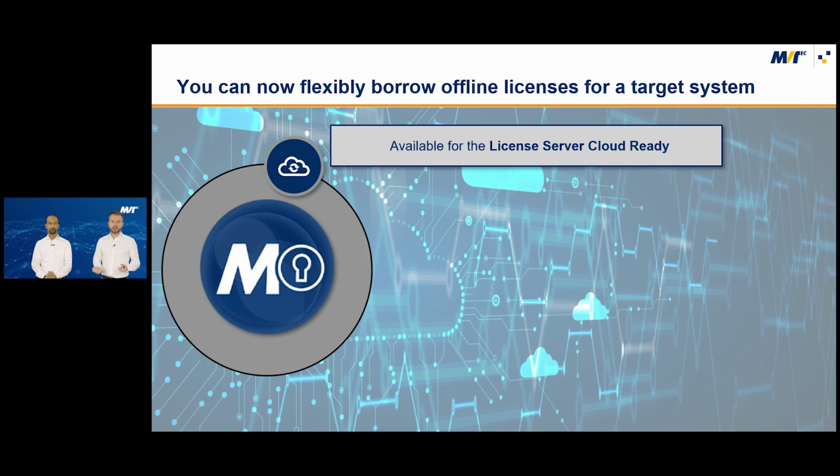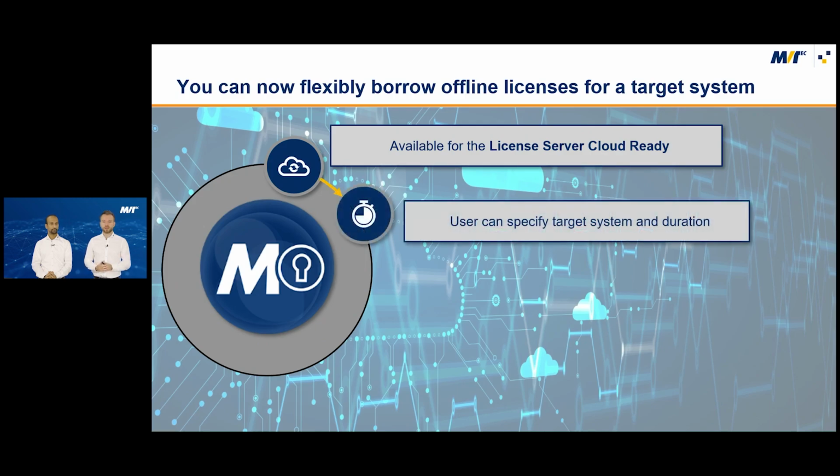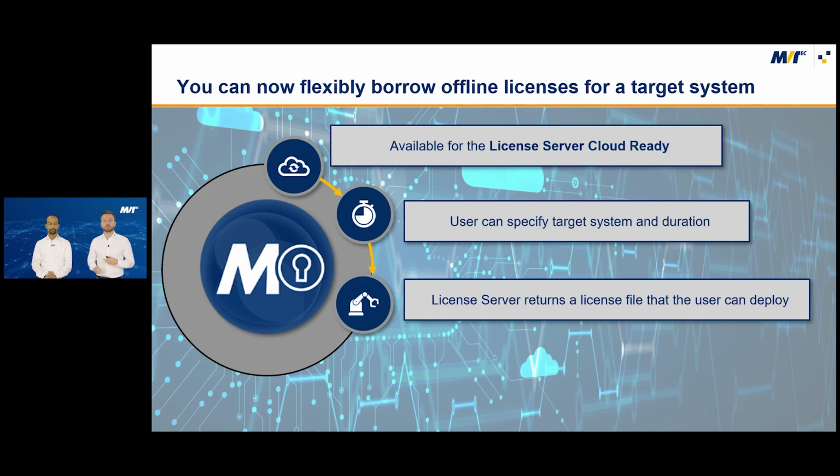With the license server cloud ready, you can now create offline licenses for a specific target system. Meaning, within the license server cloud ready, you can specify a target system and a duration, and it returns a license file that you can simply deploy on the target machine, and it doesn't require an additional dongle. So you can reuse the specific dongle you have already used on your machine. It's already connected, and you can now use this SDK license on this machine.